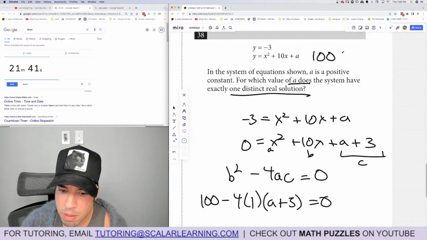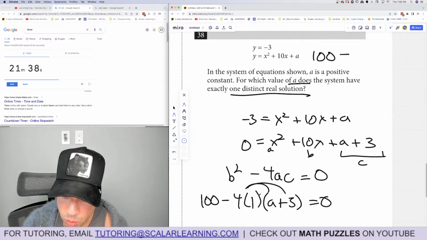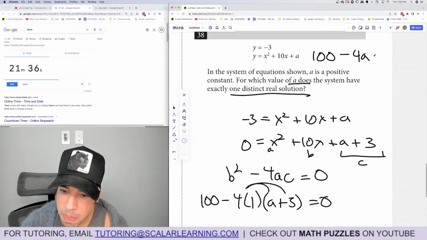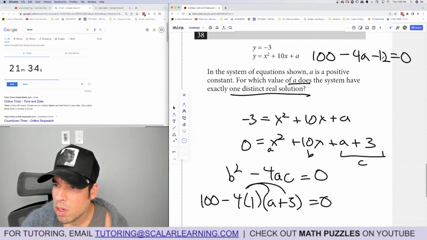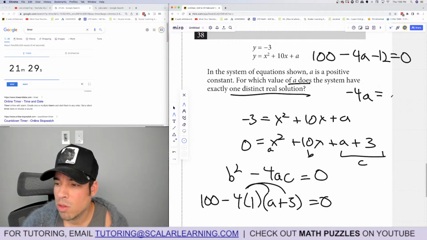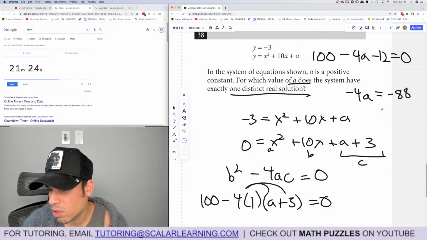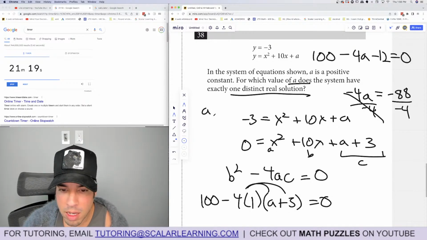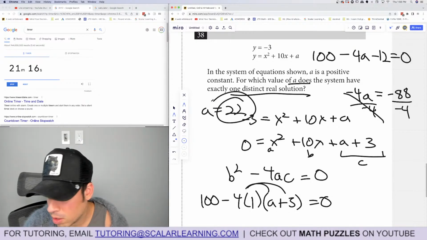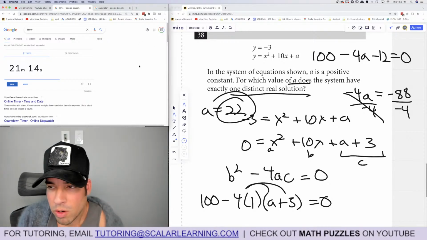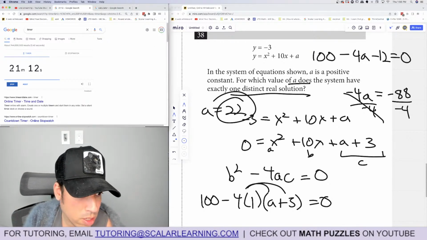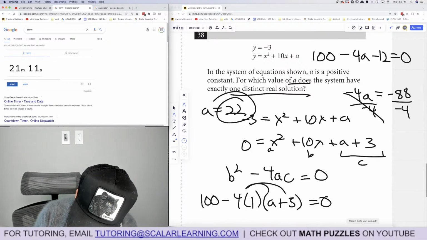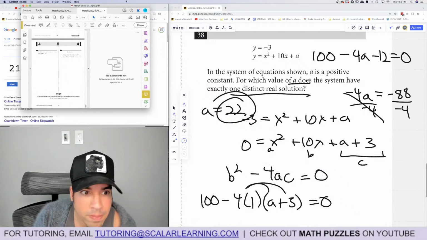So we have 100 minus, distribute the 4, minus 4a minus 12 equals 0. Then I add 12 and I subtract 100, so I get -4a equals -88, right? Because 100 minus 12 is 88, then you bring it over, it's -88. Divide by -4, divide by -4, and I get a equals 22, for the win. Boom, did it. Okay, that is quite a bit of extra time. We're going to go ahead and stop, and we're going to go ahead and grade, and then we're going to talk about it.